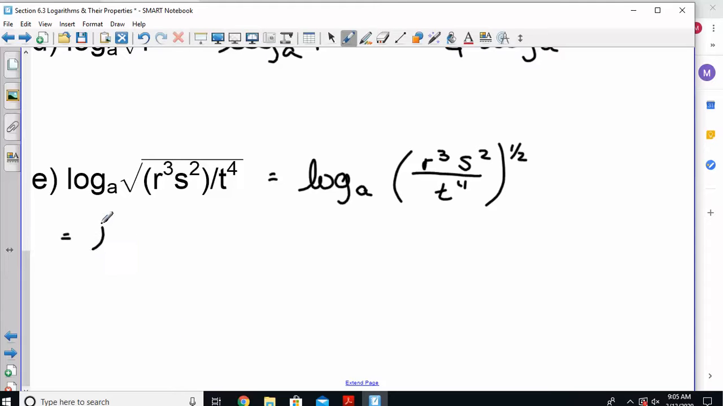If I wanted to simplify it a bit more, I could distribute that 1/2 to each of them. So we have an r to the 3/2, s, 2 times 1/2 is just 1 over t, 4 times 1/2 is 2.